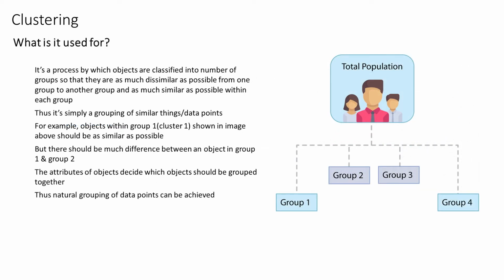The k-means clustering algorithm is a process by which objects are classified into a number of groups so that they are as much dissimilar as possible from one group to another and as similar as possible within each group. K-means clustering is a grouping of similar things or data.